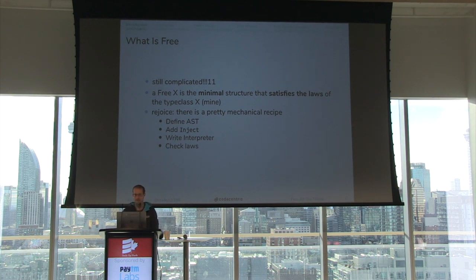So my definition, which is probably not totally correct, so take it with a grain of salt, is that a free X, for example a free monad, is the minimal structure that satisfies the laws of the type class X. So a free monad has to satisfy all of the laws of a monad, and it has to be the minimal structure. Then we have this pretty mechanical recipe that I will demonstrate on how we can derive a free X. One, we define the AST. We add the inject clause that we'll see in a moment, write the interpreter, and then we have to check the laws whether it's actually minimal.